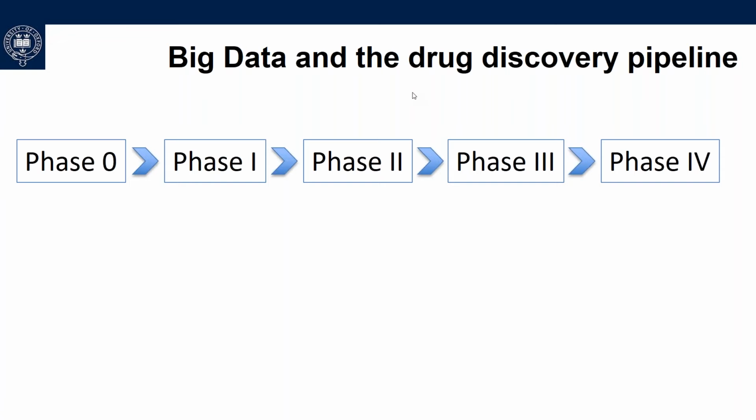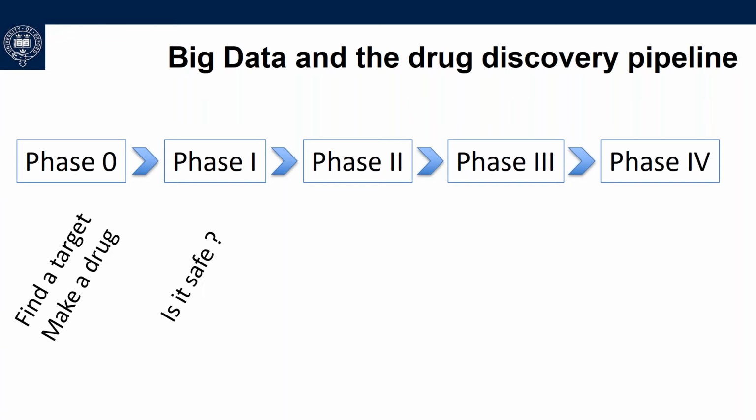Next slide. I think it's a build now. So just in ordinary layperson's terms, phase 0 is about finding a target and making a drug. Next slide. Phase 1 is about safety. Phase 2 is about proof of concept, meaning is it a good idea to find a drug for this particular target. Phase 3 is, does this drug actually work for patients? So it's the most important part of drug discovery.